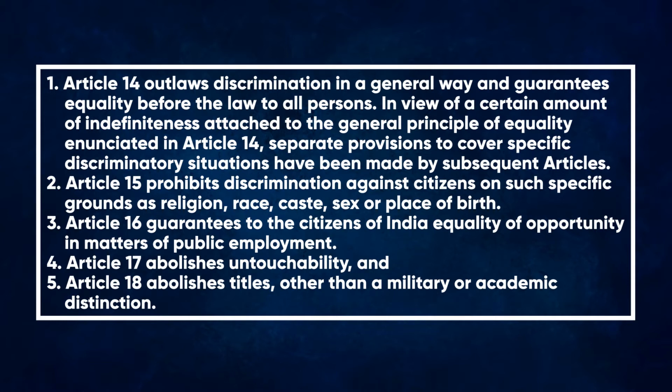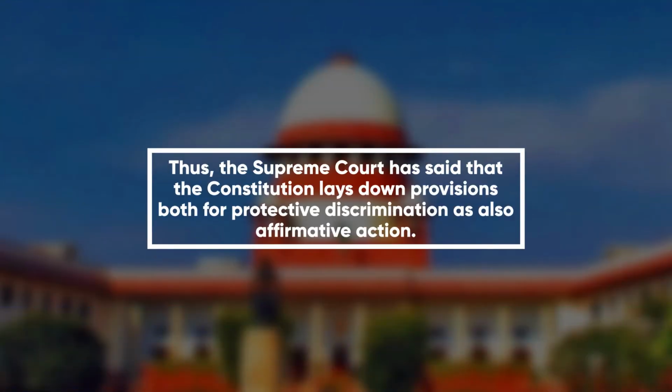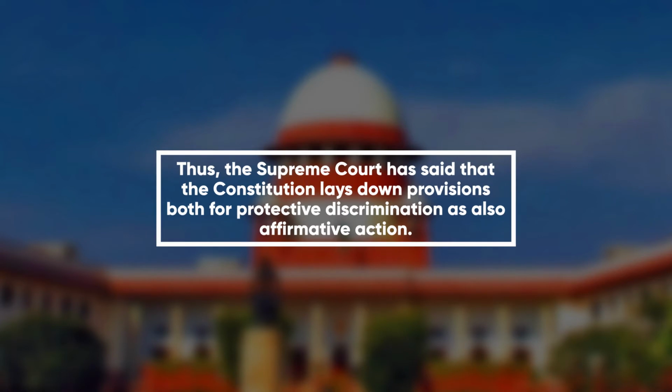Number 2. Article 15 prohibits discrimination against citizens on such specific grounds as religion, race, caste, sex, or place of birth. Number 3. Article 16 guarantees to the citizen of India equality of opportunity in matters of public employment. Number 4. Article 17 abolishes untouchability, and Number 5. Article 18 abolishes titles other than a military or academic distinction. Thus, the Supreme Court has said that the Constitution lays down provisions both for protective discrimination as also affirmative action.